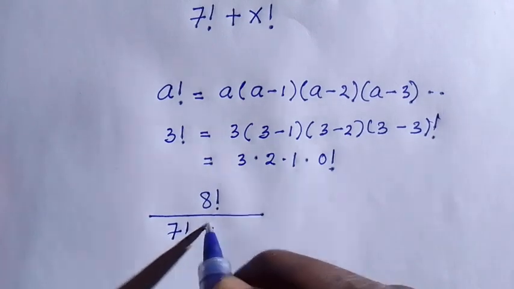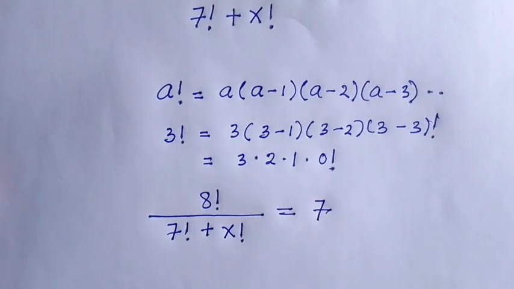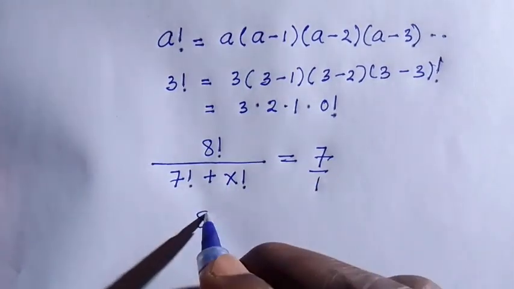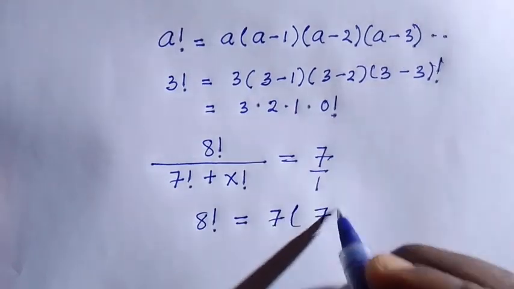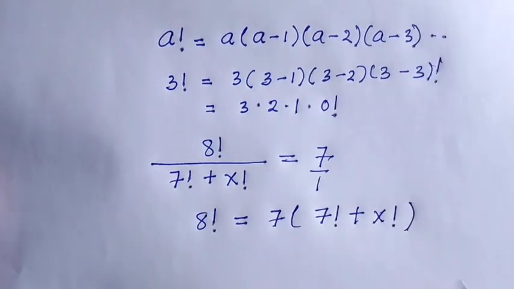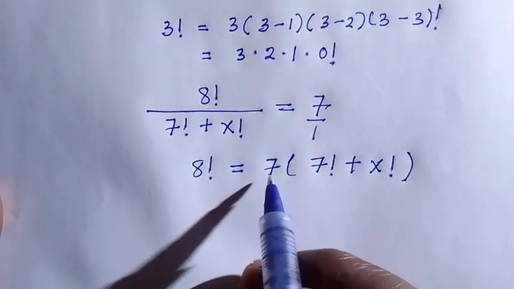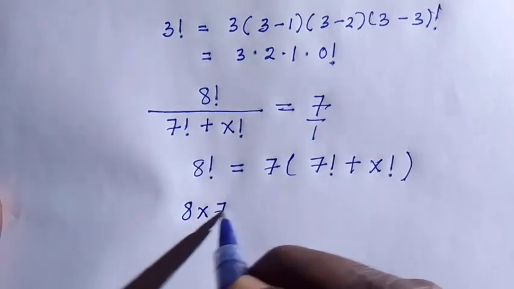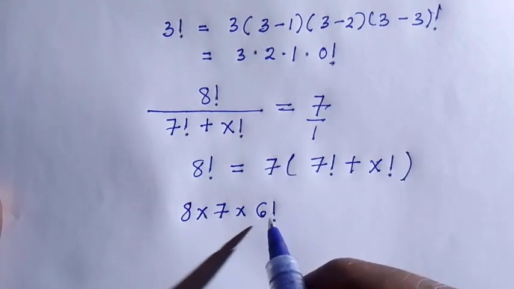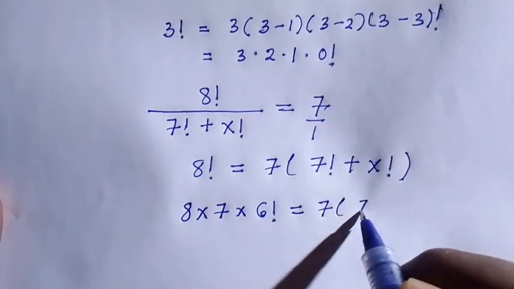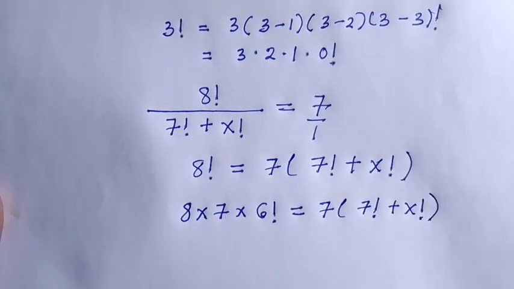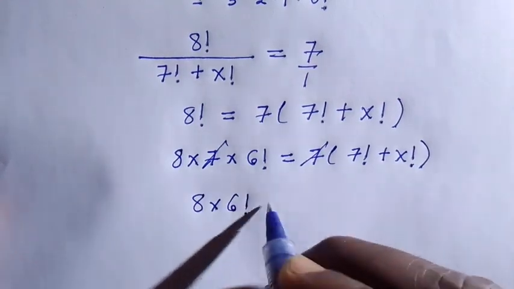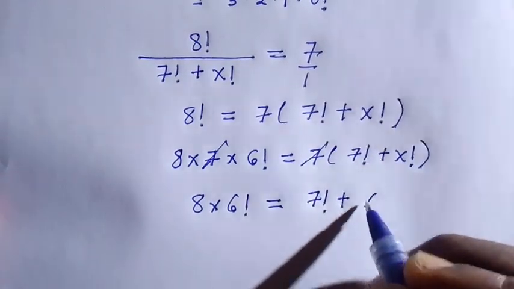After we have understood this concept, let's go back to the given equation, 8 factorial divided by 7 factorial plus x factorial equals 7. When we encounter this kind of equation, we have to cross multiply first. So by multiplying this one with this, we have 8 factorial equals 7 into bracket of 7 factorial plus x factorial. Then I want to break this down: anytime I get this corresponding value here, I'm going to stop. Then we have 8 multiplied by 7 multiplied by 6 factorial. Since I've gotten 7, I'm going to stop at 6 factorial, equals 7 into bracket of 7 factorial plus x factorial. So we cancel 7 here, and on this side we have 8 multiplied by 6 factorial equals 7 factorial plus x factorial.